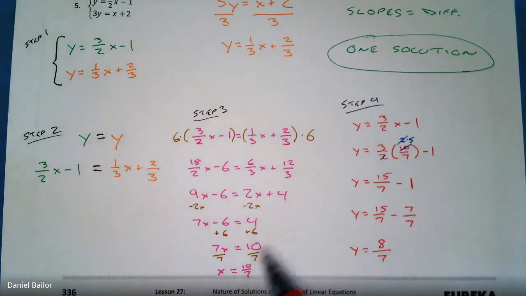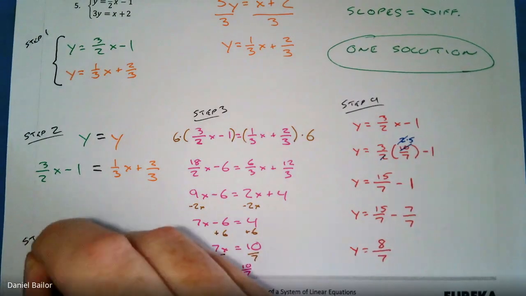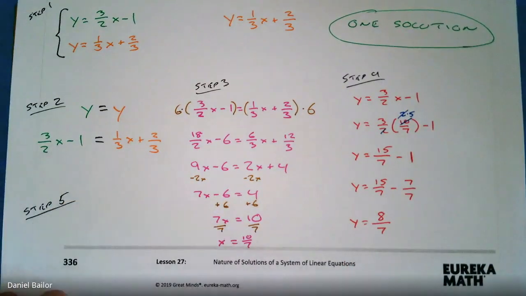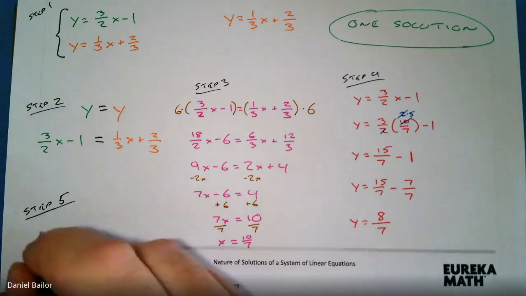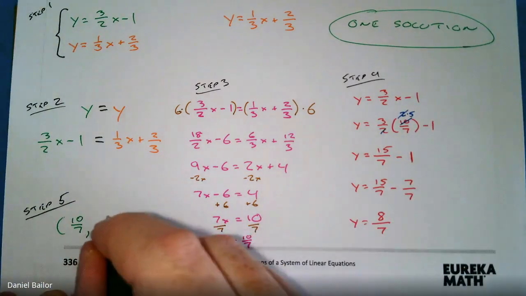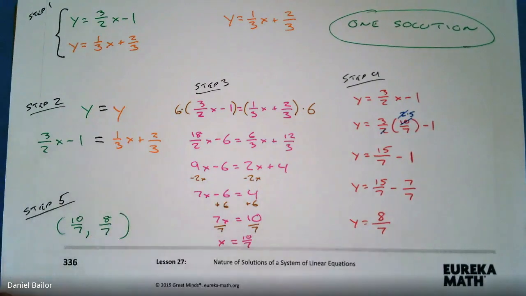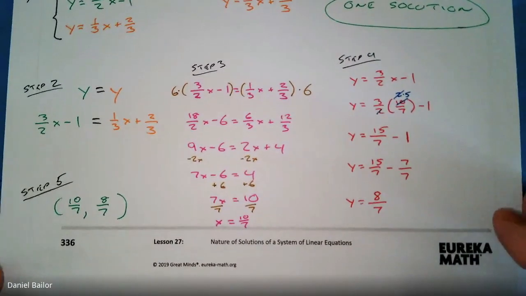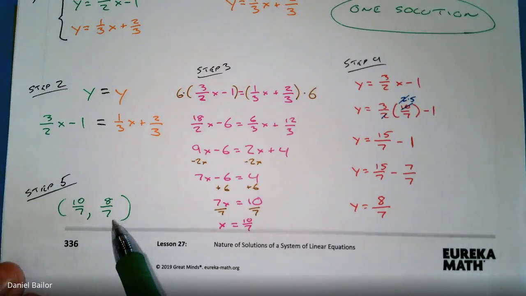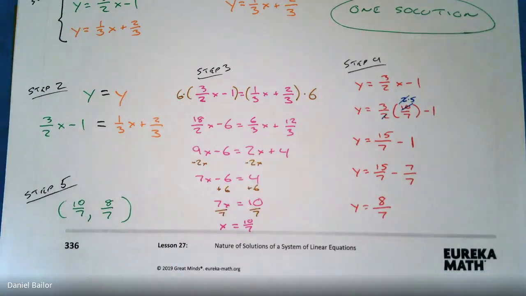So now I have x from step 3. I have y from step 4. Step 5, which I'm going to write over here, is my solution. The answer is x was 10 sevenths and y was 8 sevenths. That is my solution. Those are the coordinates that will make my system true.